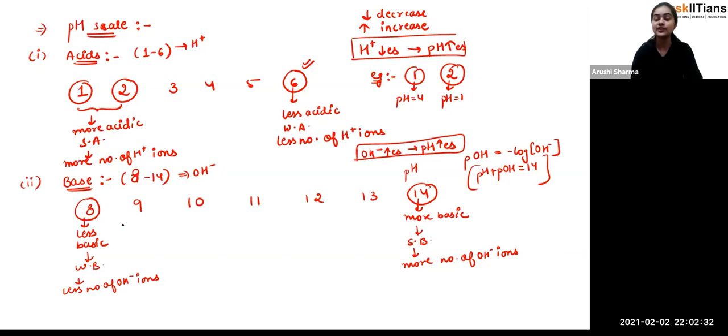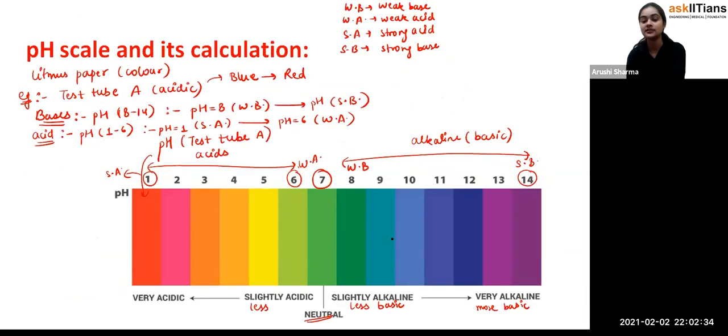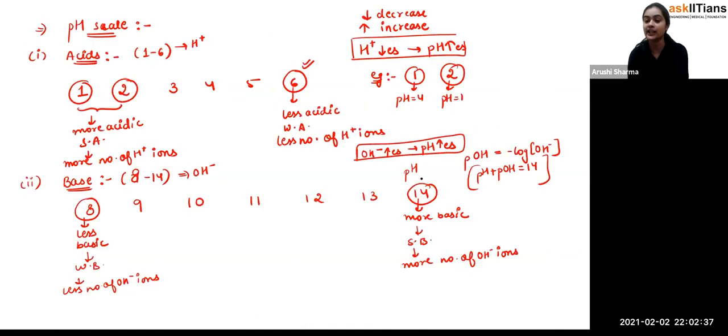But for the base, as we have seen here, very alkaline is 14, and if it is very alkaline, that means more basic, strong base, more number of OH ions, and with more OH ions, its pH increases. And how can you calculate the pOH? It's just minus logarithm, and you can use this formula.